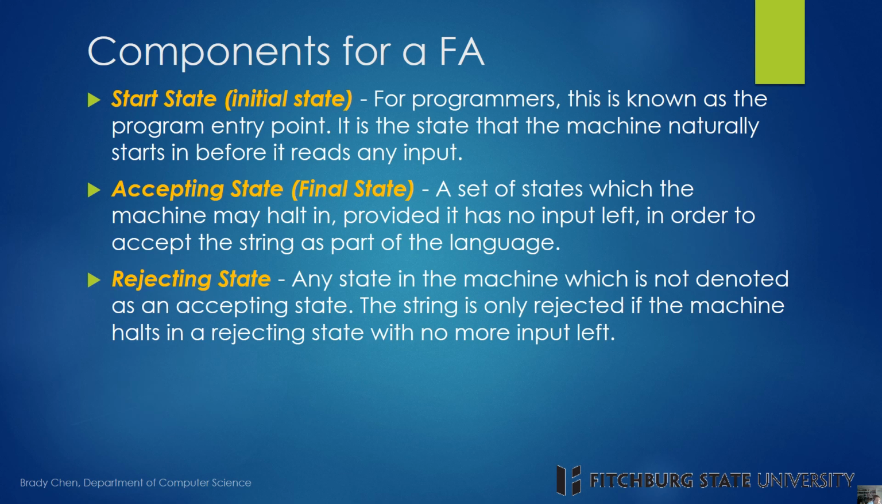Now here is the start state. Again, it's one of the 5 elements or 5-tuple. Q0, right? If you check the previous slide, it's Q0. Now, for programmers, this is known as the program entry point. If you start a Python or Java program, you always start at the entry point.